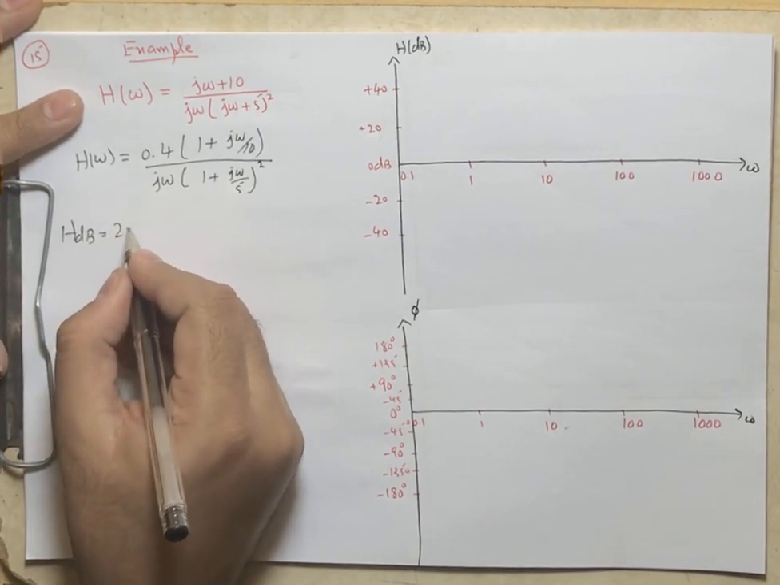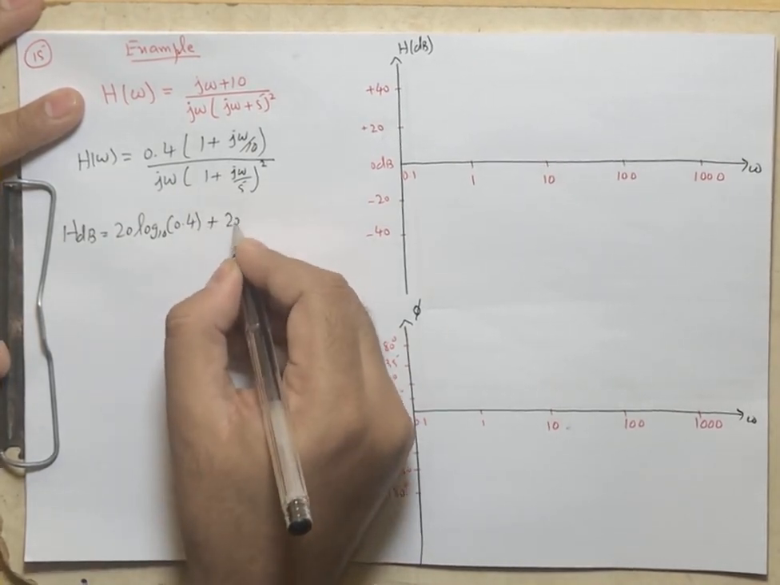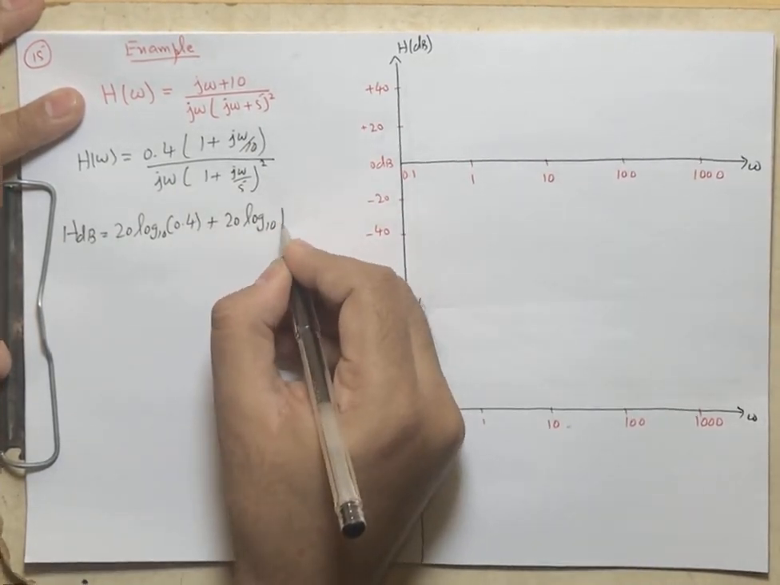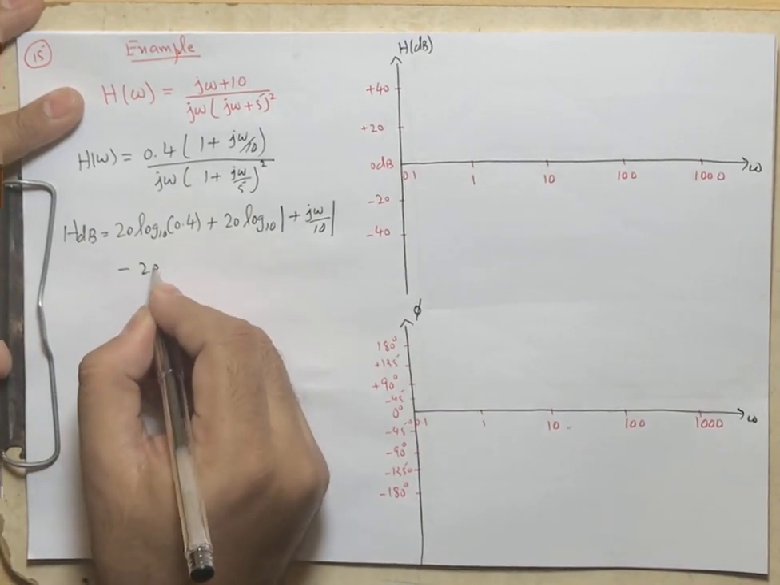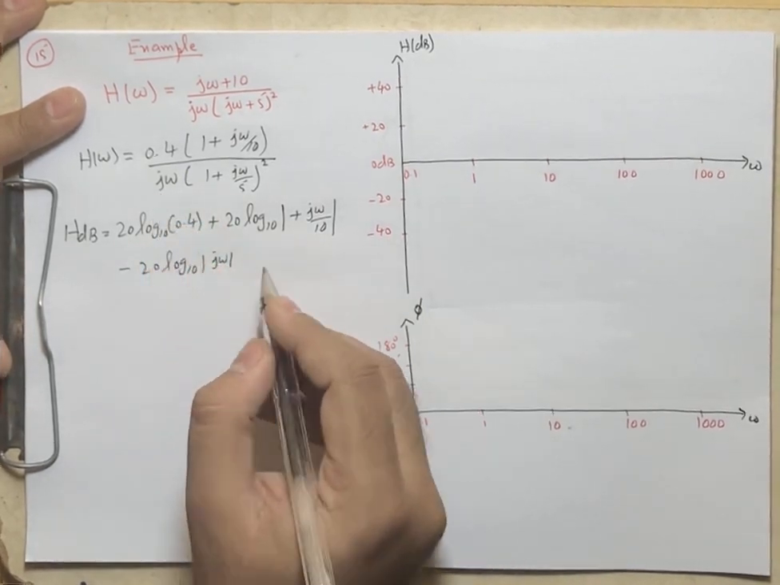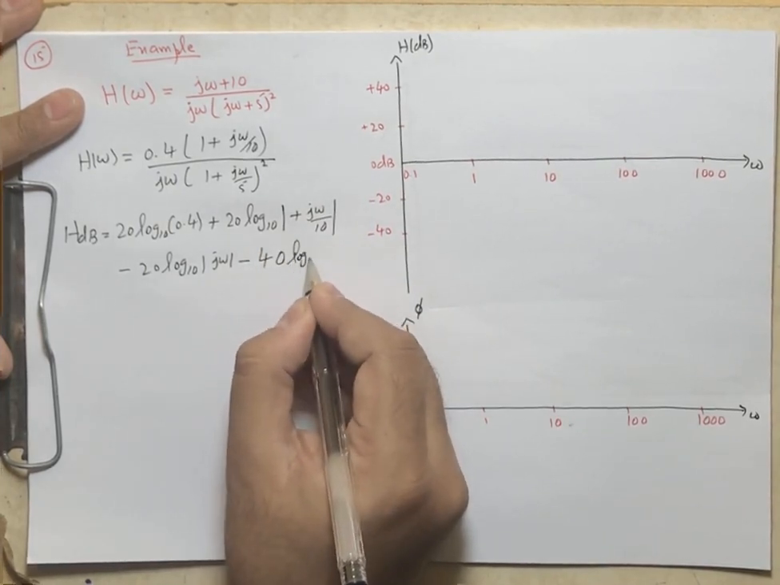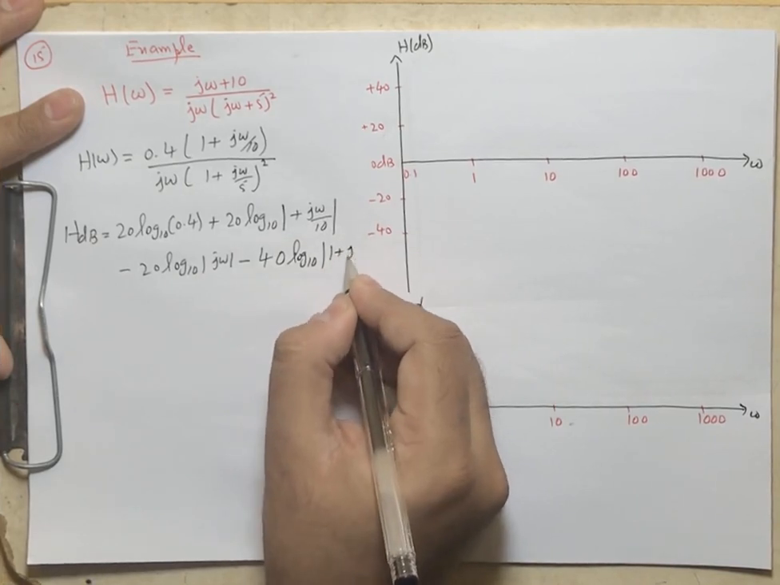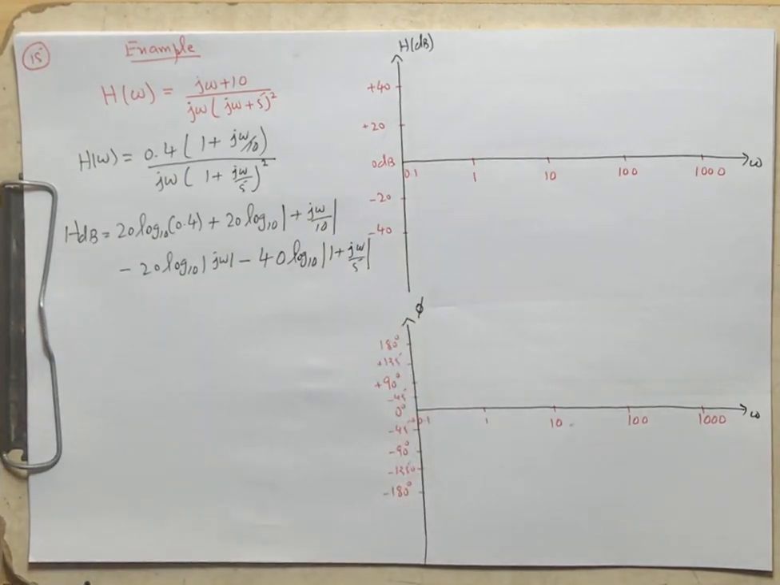transfer function, it will be 20 log 10 of 0.4 plus 20 log 10 of 1 plus j omega by 10 minus 20 log 10 of j omega, the magnitude of this one, and this is a square term, so minus 40 log 10 of 1 plus j omega by 5, because when this whole 2 is multiplied with 20, it will be minus 40 as well. Okay, so this is the magnitude equation.